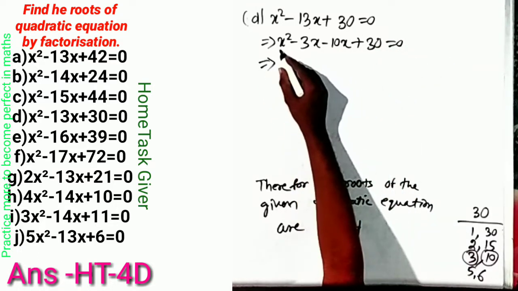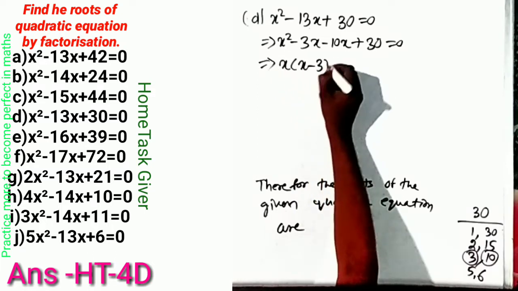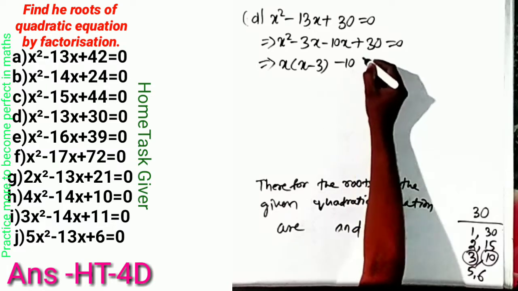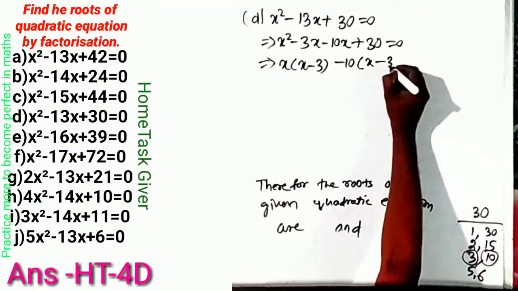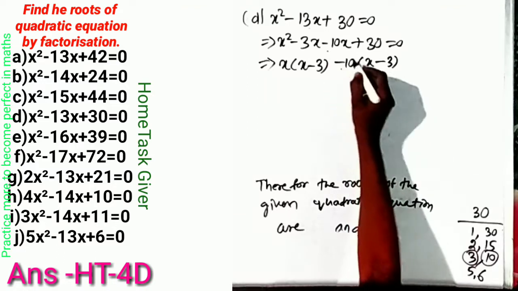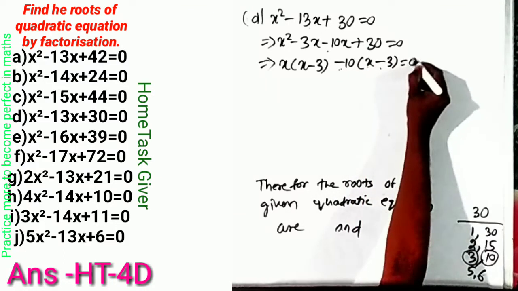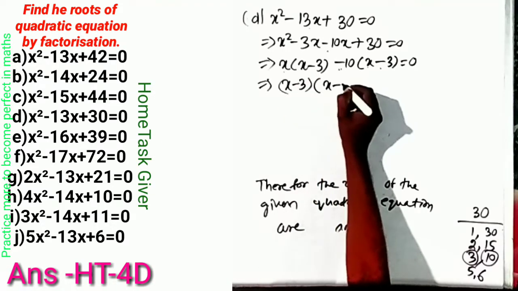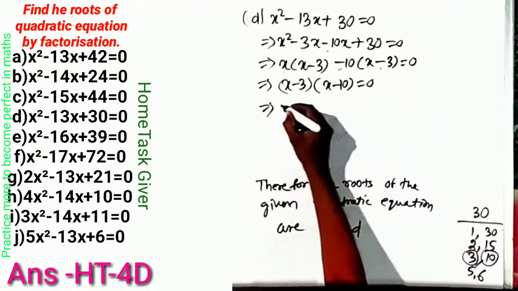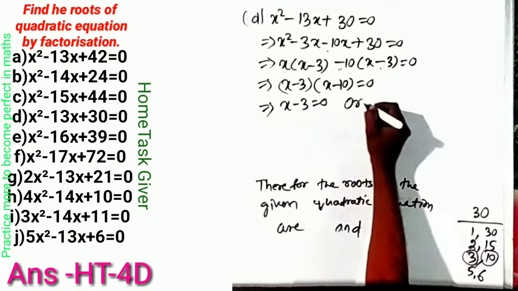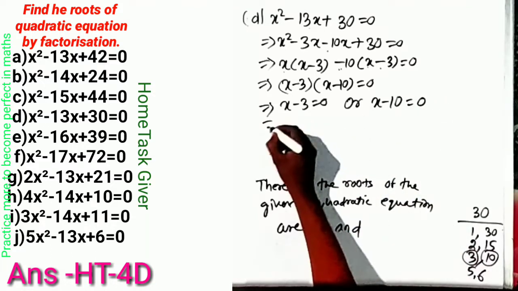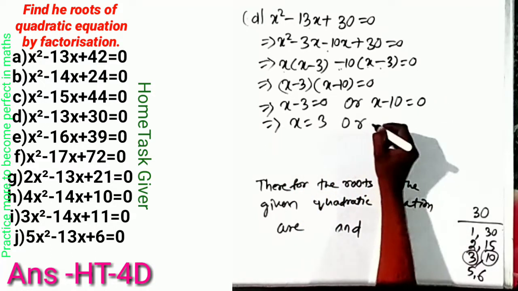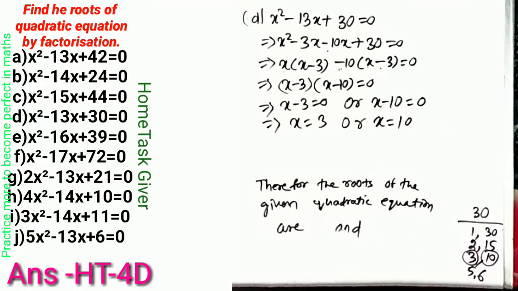Here x is common; taking x common, we get x minus 3. Here take minus 10 common; taking minus 10 common we get x minus 3, minus 10 into x minus 10x, minus 10 into minus 3 plus 30. Here x minus 3 is common; taking x minus 3 common, we get x minus 10. Implies that x minus 3 equal to 0 or x minus 10 equal to 0. Implies that x equal to 3 or x equal to 10. So the roots of the given quadratic equation are 3 and 10.